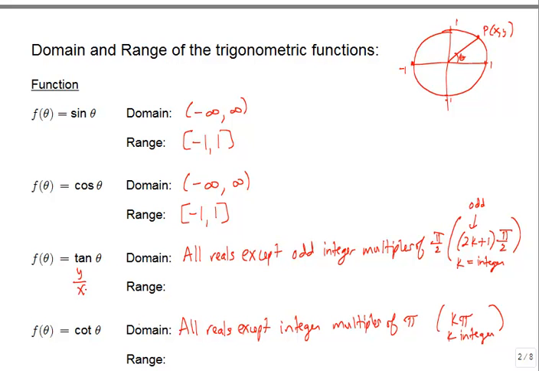And if you think about dividing a fraction by something really, really small, that makes the fraction get really, really big. So as x goes to 0, this fraction is going to blow up and go to either positive infinity or negative infinity, depending on whether x is positive or negative. So what this implies is that we are hitting all possible values from -infinity up to positive infinity. So the range of tangent is -infinity to positive infinity.